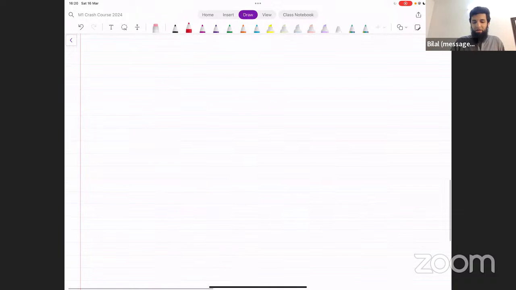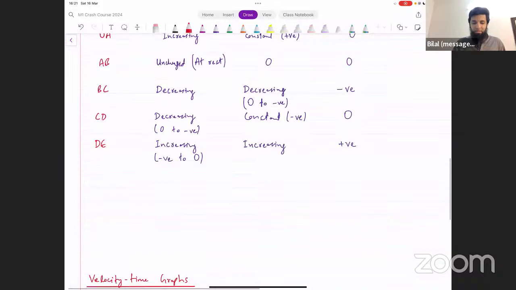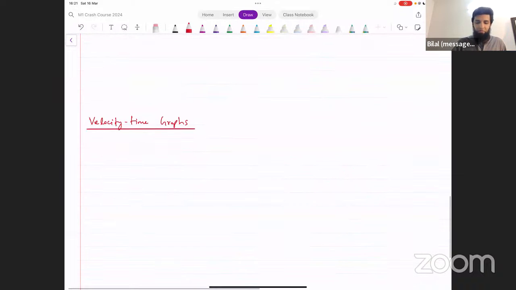Now, the velocity time graph is something that you will be dealing with a lot more, because in that case, you can also find the area under the graph to find displacement, for instance. So that is something that you'll find being used more. Let's talk about that as well. Again, we could take an example of a velocity time graph.